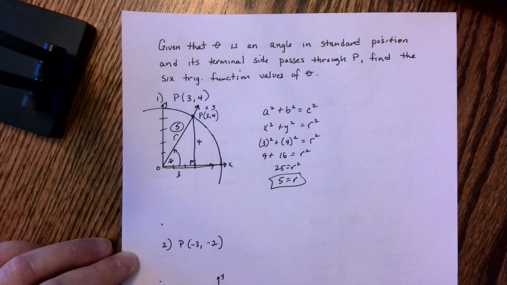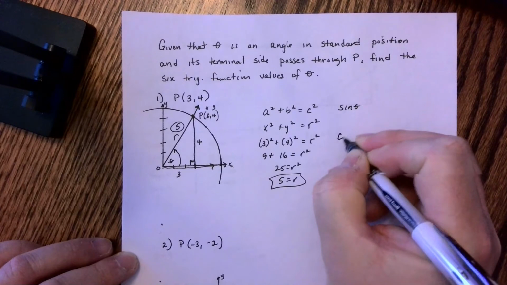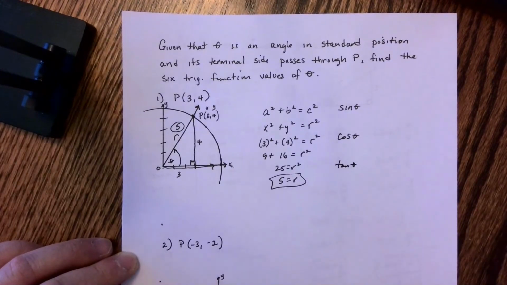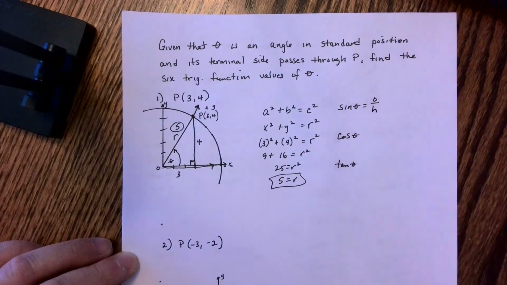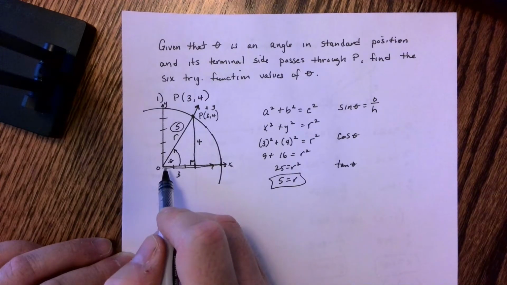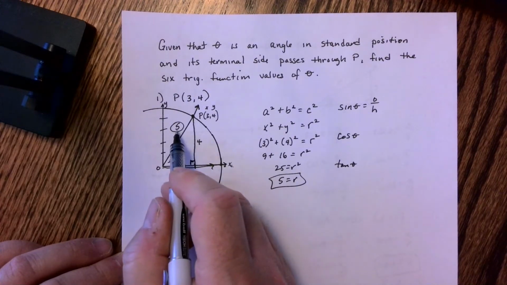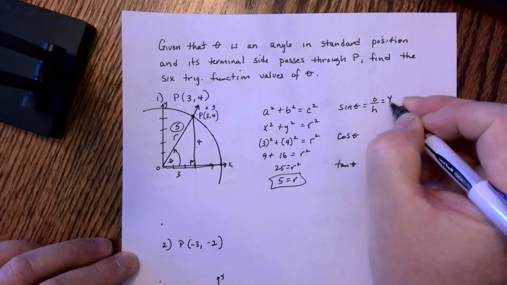Now the next question comes up: how in the world do I get my 6 trig function values? Well, let's go ahead and list them. We have sine of theta, cosine of theta, tangent of theta. Now we learned that sine was opposite over hypotenuse. I don't think anyone would disagree with that. So my angle is located right here at the origin. That makes the 4 the opposite side, and my hypotenuse would be my radius, which is 5. So this will become y over r.